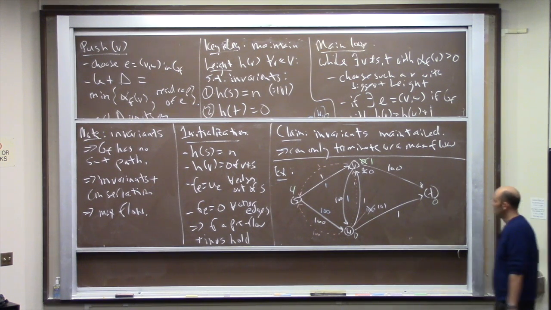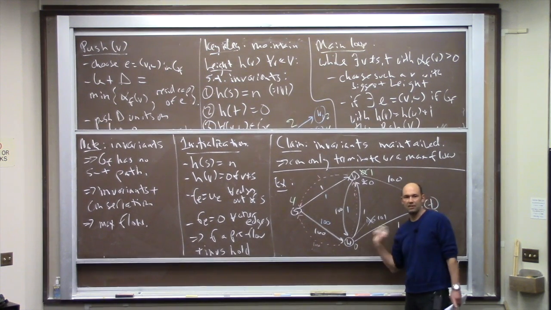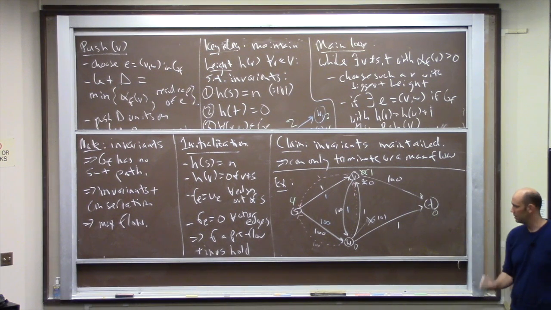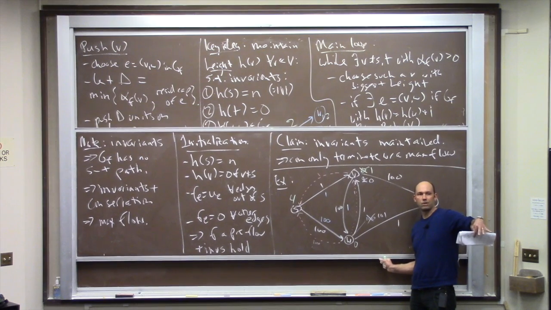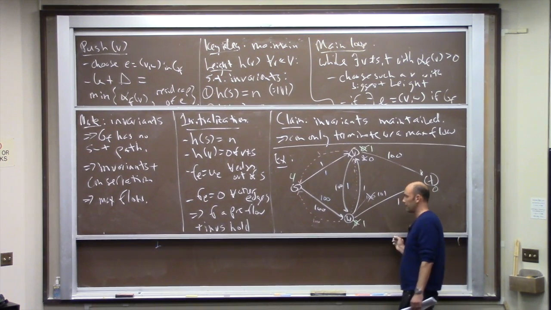All right, so now we go back to the main loop. Notice there's only a single vertex that has excess, W. Excess 101, so we're definitely going to go to that next. Right now it has height 0, so certainly there's not going to be any outgoing arcs which go downhill. So clearly we're going to relabel this thing to 1.